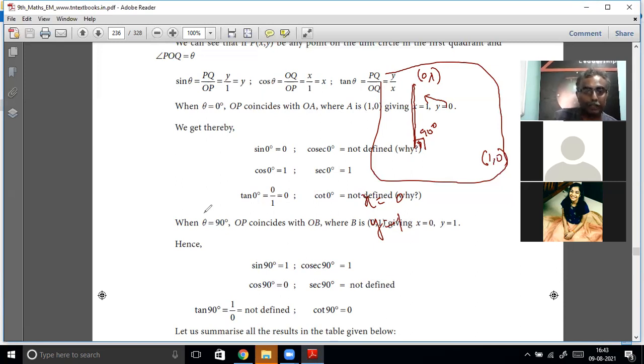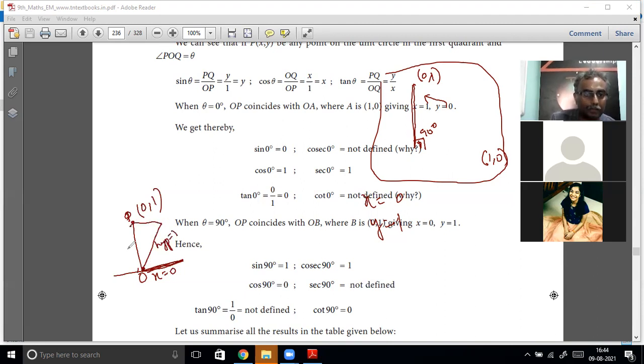We'll draw that. No big deal. It's like that now. OP. So this has become 0, 1. So X, it came and stopped here, stopped here at 0. The value of X has become 0. Okay? So this was the hypotenuse, which was 1. Now that is joined here, so this also becomes 1. Y is equal to 1.